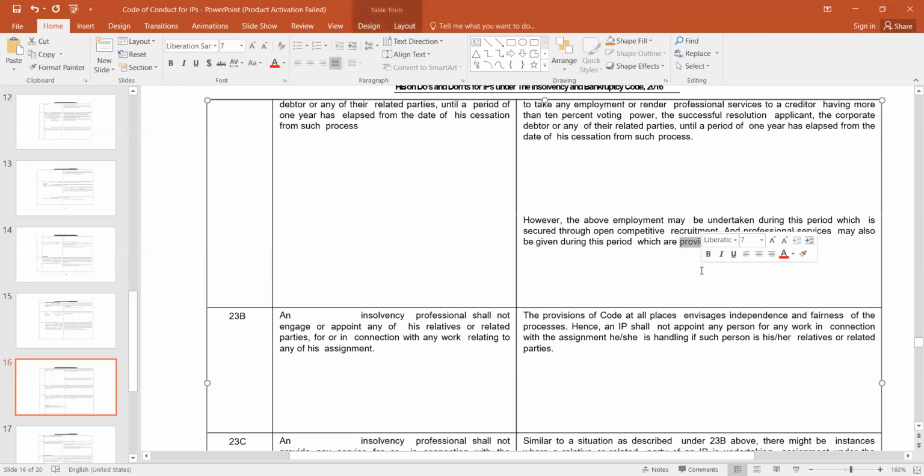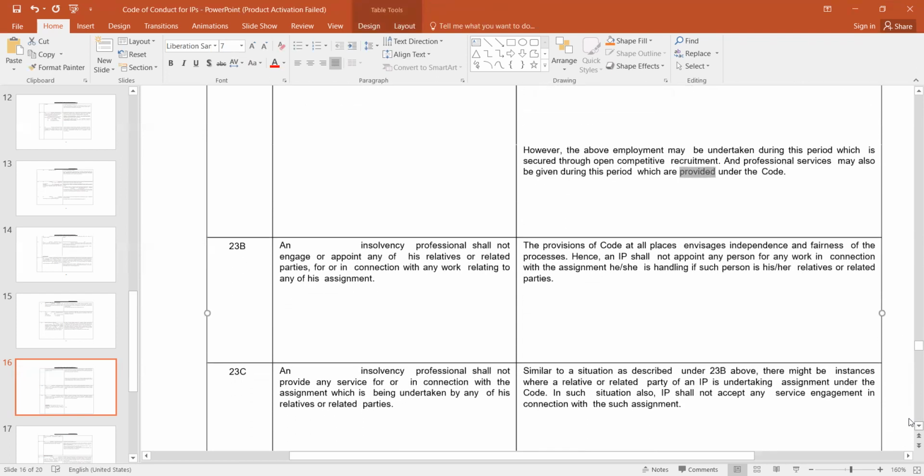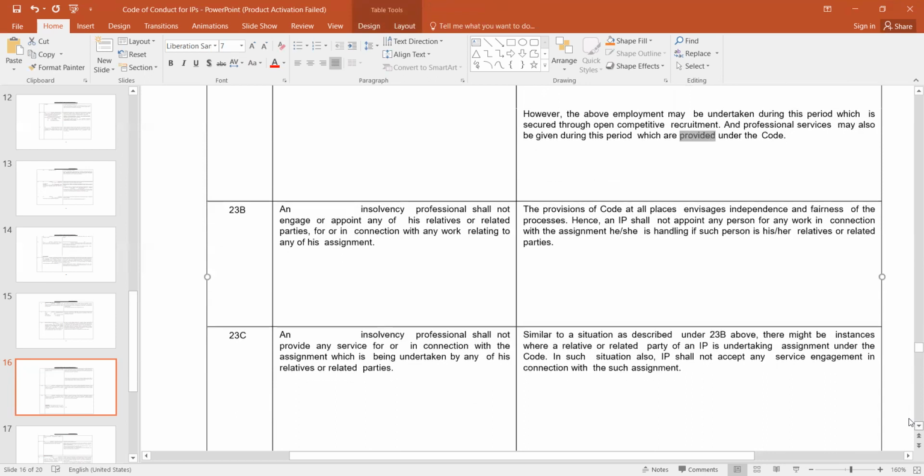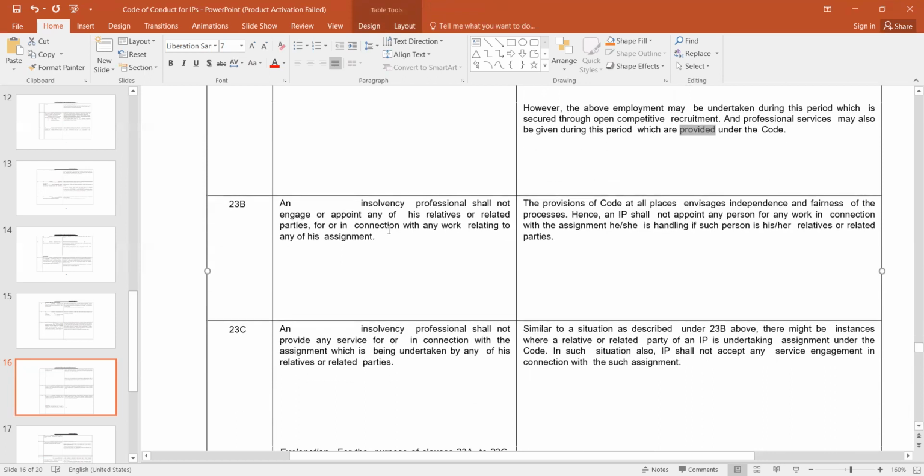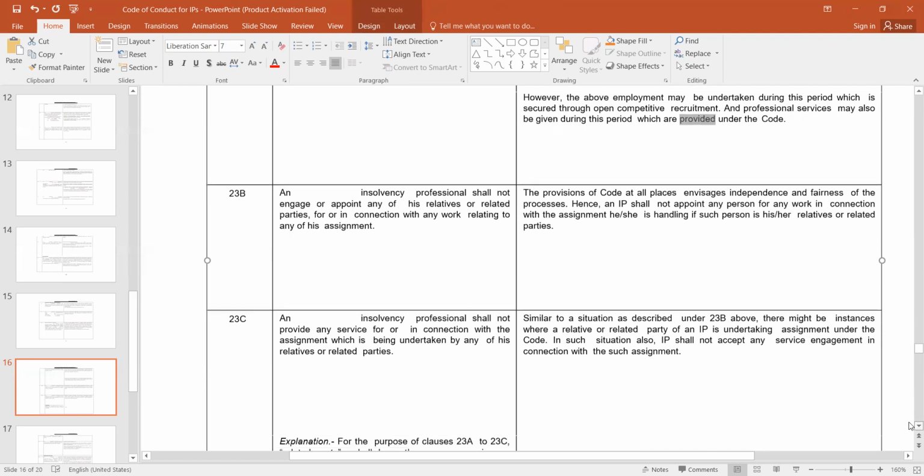अब अगला चलते हैं. An insolvency professional shall not engage or appoint any of his relatives or related parties for or in connection with any work relating to any of his assignments. ठीक है भाई, अपने रिश्तेदारों को, रिलेटेड पार्टीज को थोड़ा दूर रखो, ठीक है, क्योंकि इंडिपेंडेंस और फेयरनेस आपको इंश्योर करनी है.